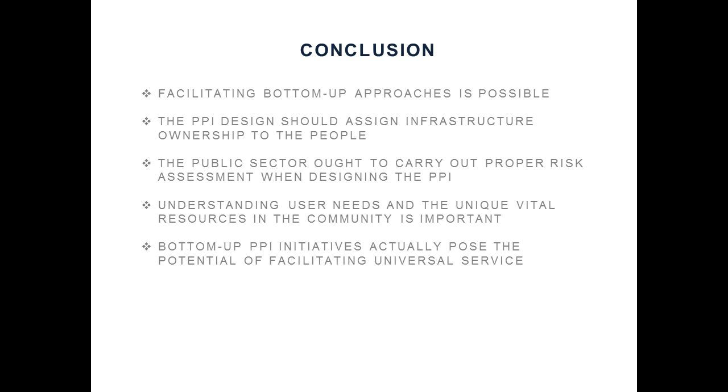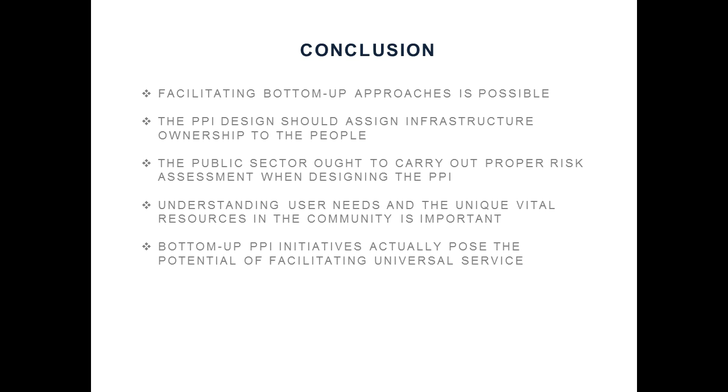In conclusion, we can facilitate PPI through bottom-up initiatives. The design and ownership can also be with the people, but ownership has to be with the people. One of the things I realized was that if any public sector in a developed or developing country has to design PPI for any region, a proper risk assessment has to be done. There shouldn't be any room for assumptions, because different rural areas differ from place to place. It's also very important to understand the user needs and the unique vital resources. What do these people have that can help them develop this infrastructure by themselves?